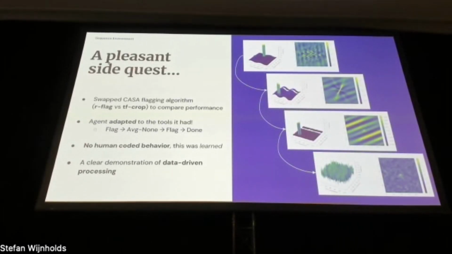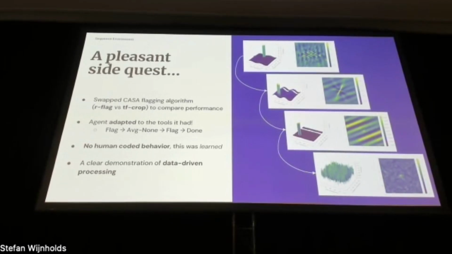A pleasant side quest: we actually swapped out, there's two main automatic flagging algorithms in CASA. One is R-flag, the other one's called TF-crop. We wanted to just swap out the algorithms to see what the agent would do. And essentially, without doing any hard coding or telling it what to do, we just let it play, and it figured out in this situation, there's two spikes of RFI. One is kind of sitting in the trough of the gain signal. What it did is it flagged and removed the highest outlier, but then it couldn't get the second one. So what it decided to do is calibrate here, which then changed the prominence of the remaining piece of RFI, and then it decided to flag again before stopping.